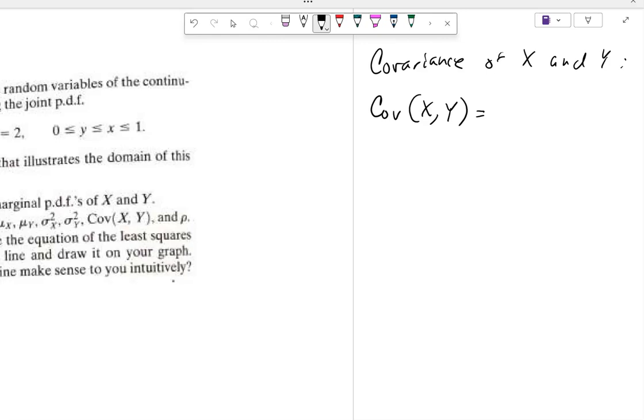It's the deviation from the mean squared, right? That's what we do for covariance.